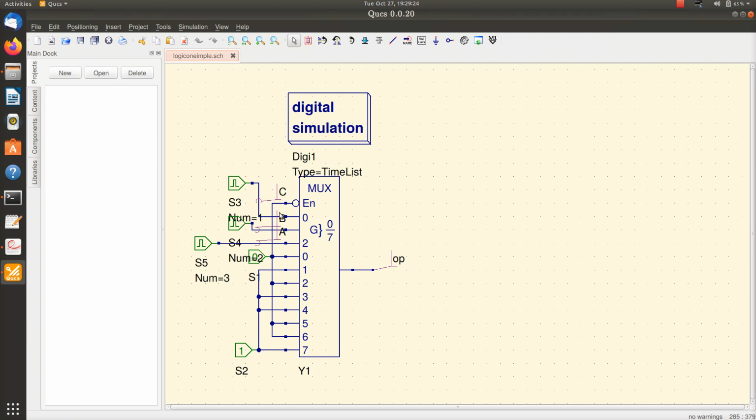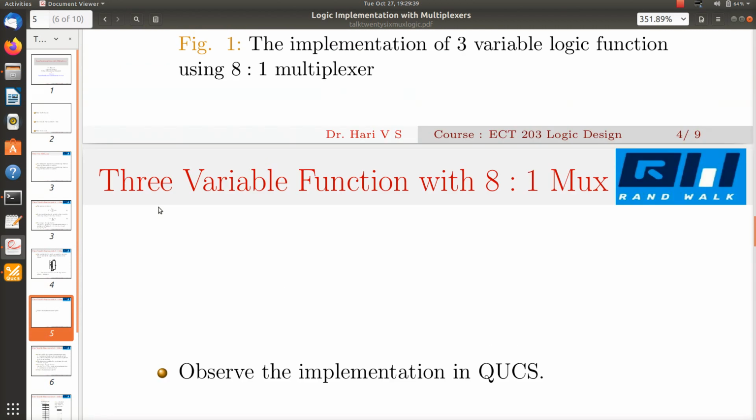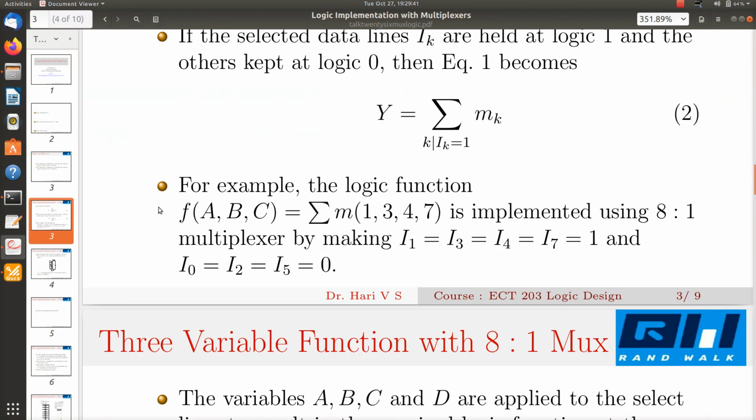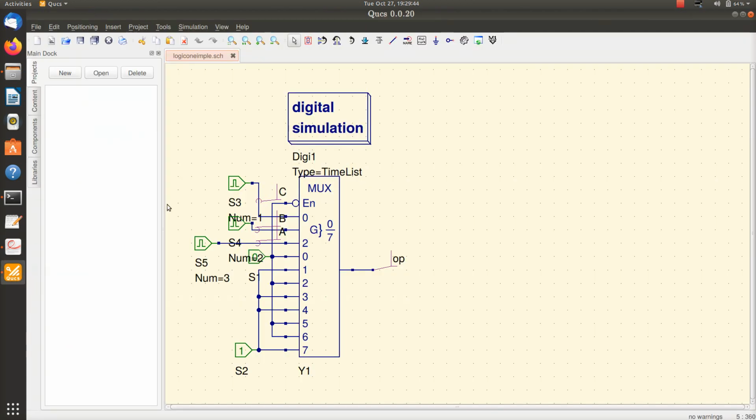Yeah, this is one such implementation. Here I have given these select lines. The enable is kept at logic 0, and what are these values? 1, 3, 4, 7. So I have these data lines held at 1.